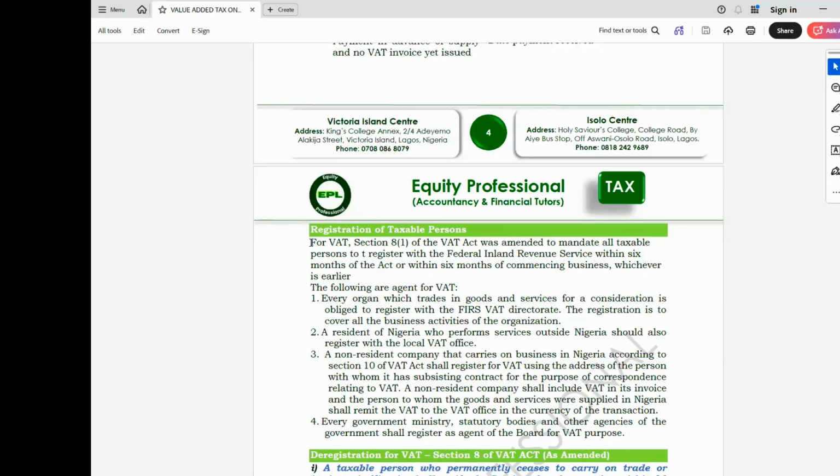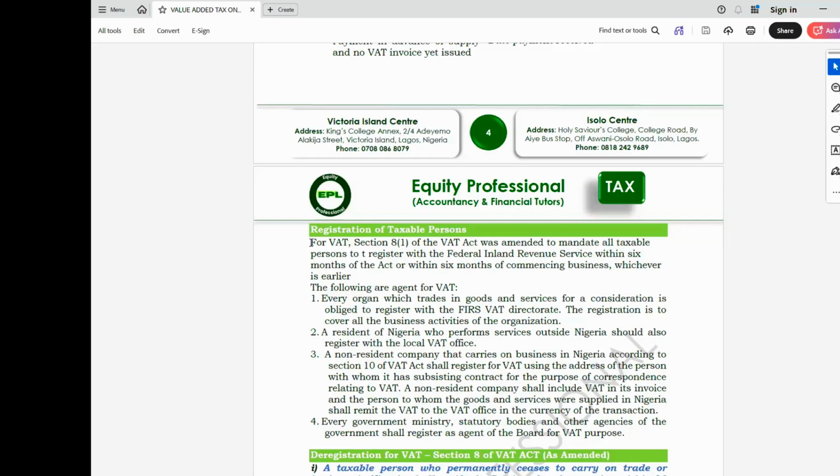VAT office for what? For the purpose of payment of value-added tax. Let's give an example. Let's say Nigeria Bottling Company, the manufacturer of Coca-Cola. You know Nigeria Bottling Company, they have plants in Lagos, they have plants in other states of the federation.